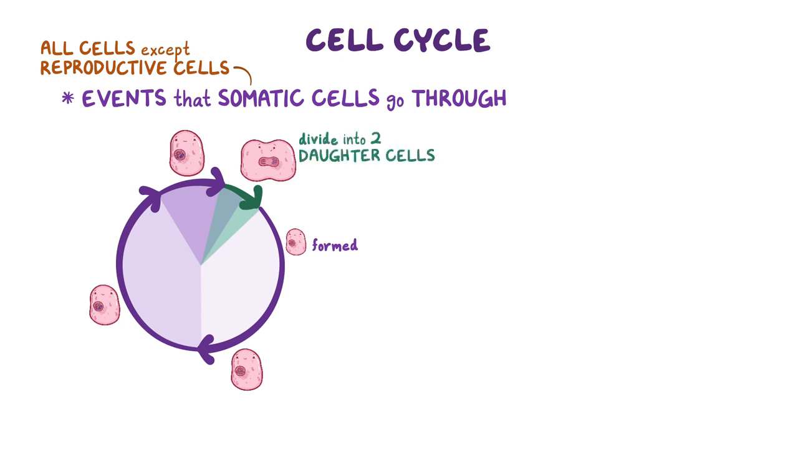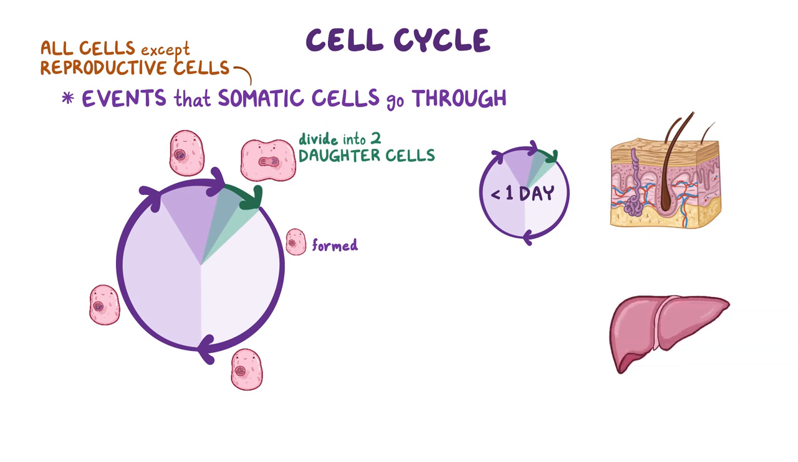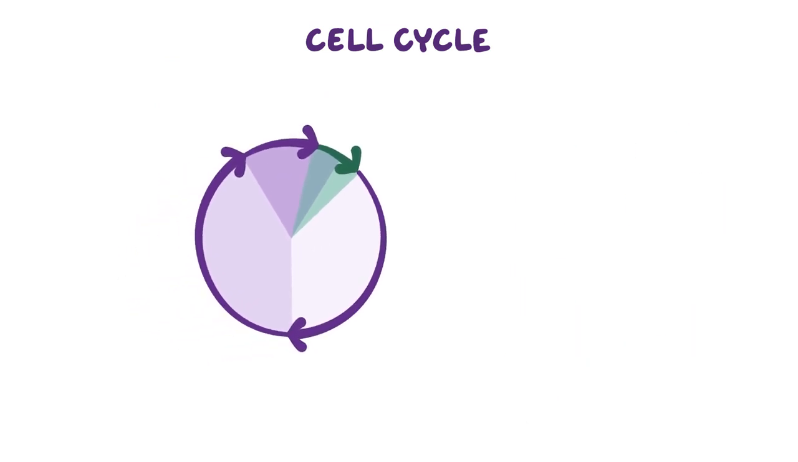This cycle varies in length depending on the type of cell. For rapidly dividing cells, like skin cells, it takes less than a day, whereas for other cells, like liver cells, the cell cycle can last years. Now the cell cycle can be divided into two phases: interphase and mitosis.